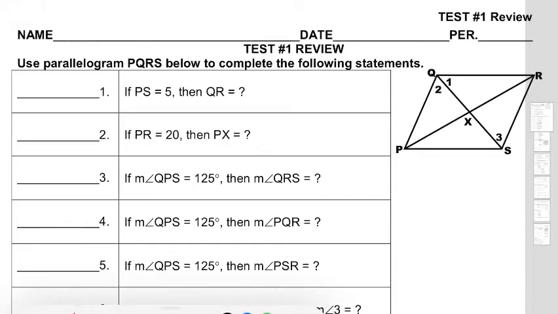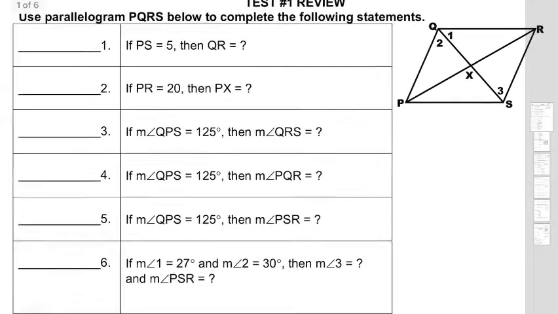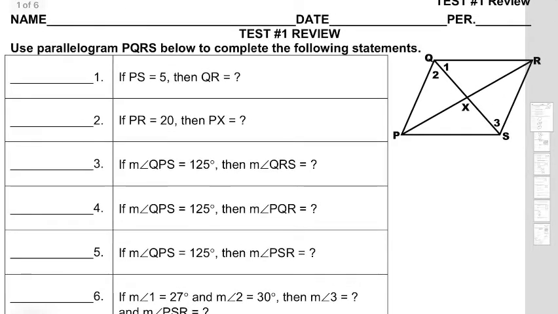Alright guys, so we're going to go through the test review in pieces. So here's the first section, which is questions 1 through 6. The first thing is read the instructions. It says the shape to the right is a parallelogram.